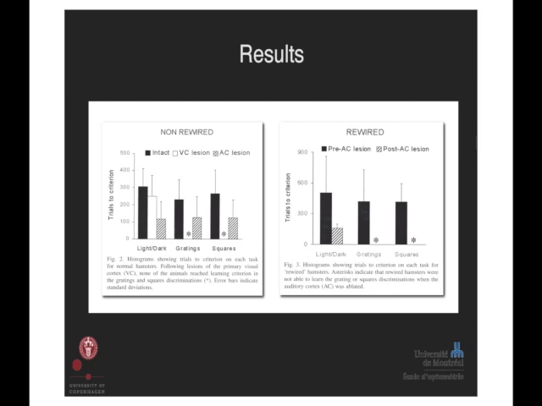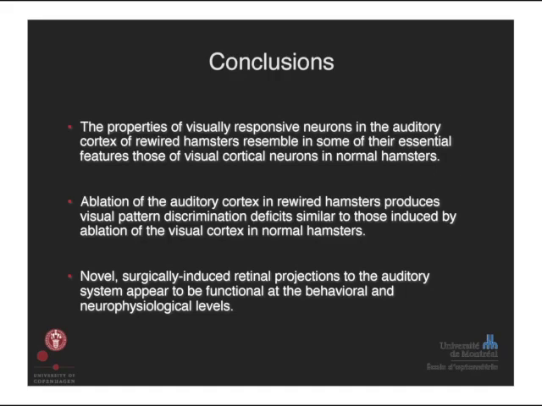Interestingly, if we look at the rewired animals, these animals have the retinal projection into the auditory cortex, right? If we test them in the three tasks, shown here in black, they do these discriminations very well. And if you lesion the auditory cortex, they become cortically blind also, meaning that in fact the system here has acquired some properties of the visual cortex.